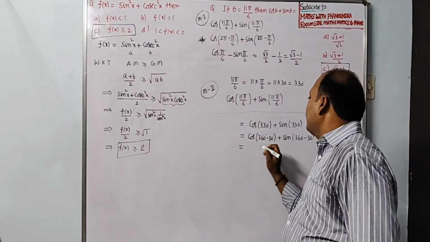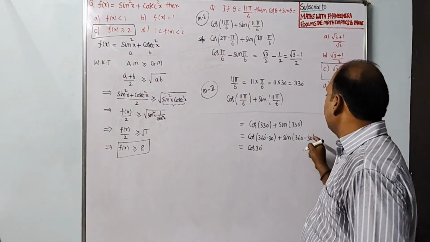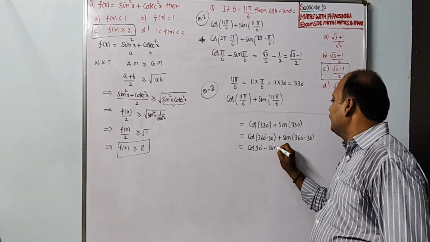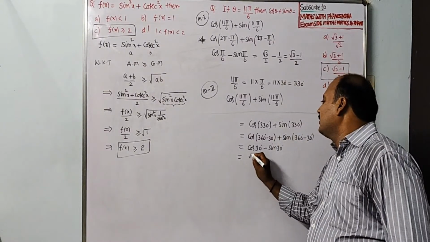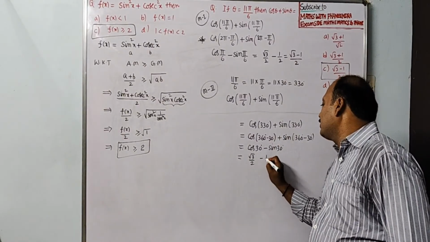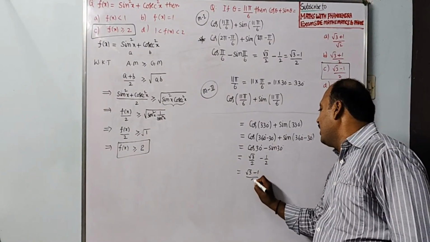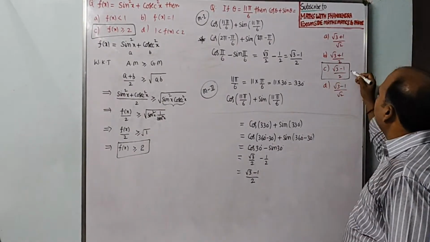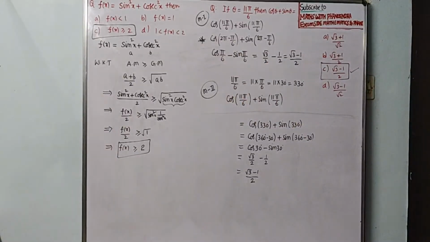So cos of 360 minus 30 is cos 30. Sine of 360 minus 30 is minus sine 30. So the earlier one is in terms of radians, this is in terms of degrees. Root 3 by 2 minus 1 by 2, which is equal to root 3 minus 1 divided by 2. So it is there in the third option, dear students. I hope you understand. We'll move on to another question.